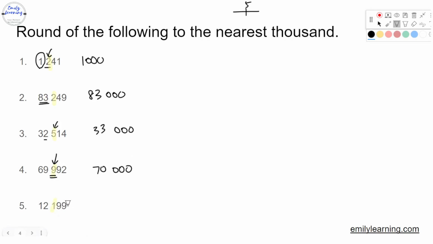Next, 12,199. So in order to round it off to the nearest thousands, again, I'll check the hundreds place, and the hundreds place gives us 1. So 1 is lesser than 5, so we'll round down, or in other words, we keep the thousands place as what it is. So when I round off 12,199, it gives me 12,000.